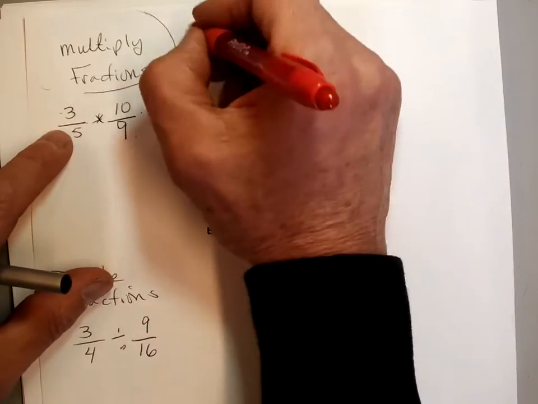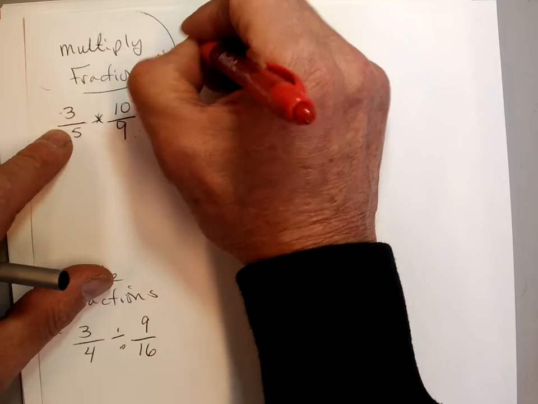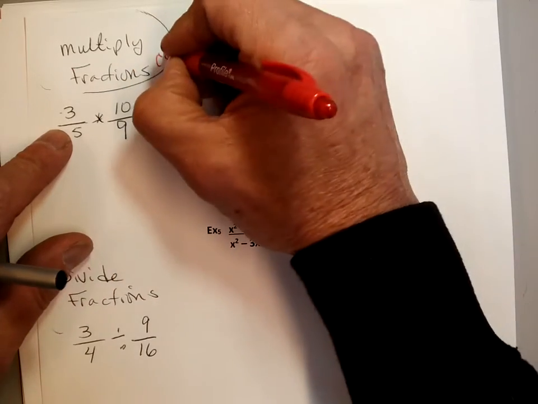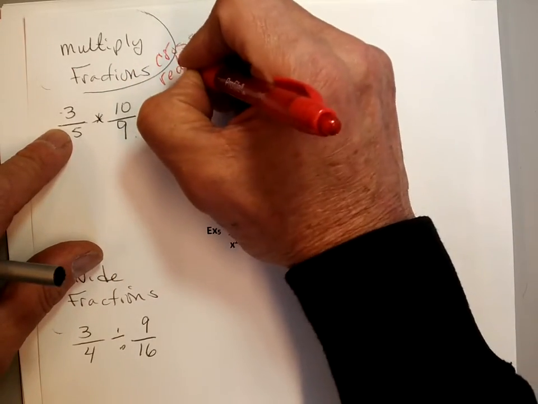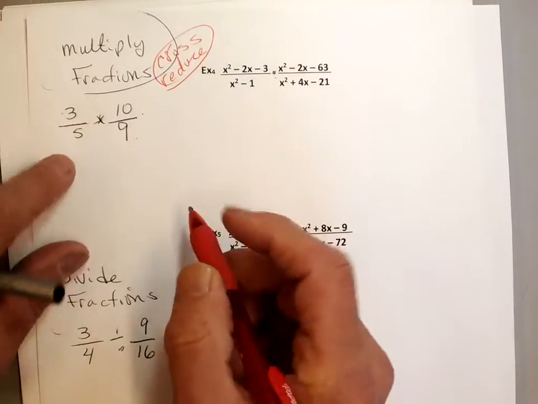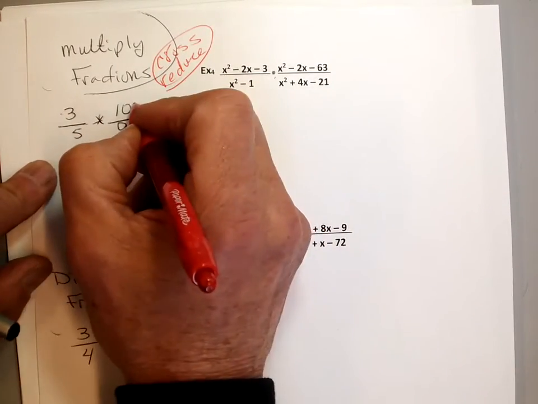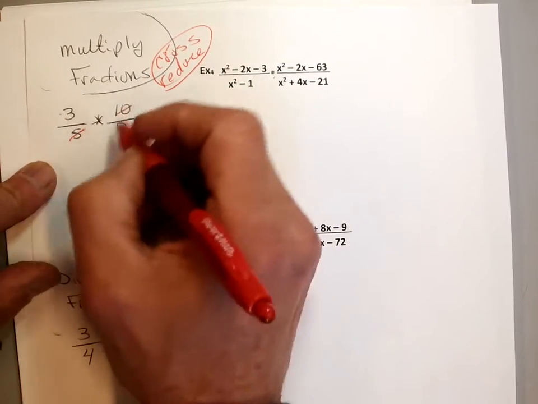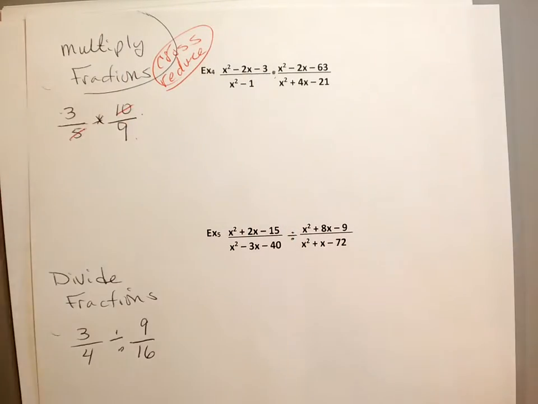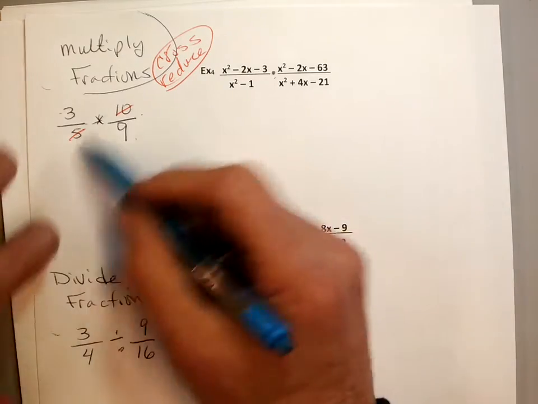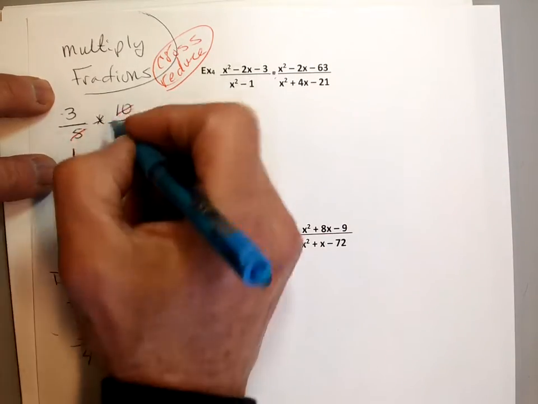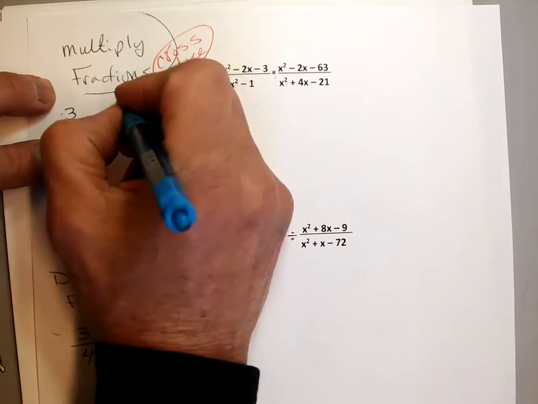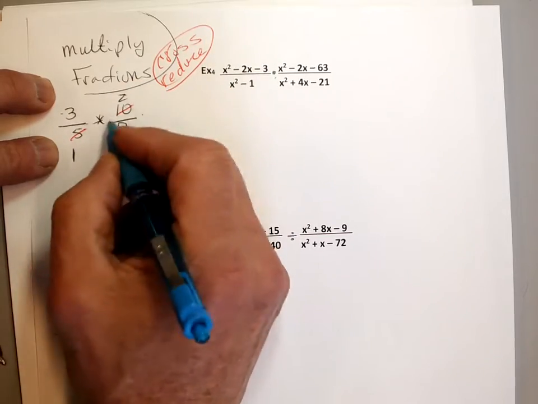Let me write this up here. Cross simplify, or cross reduce, even better. Let's cross reduce first. Well, 5 and 10. 5 goes into 10. They both divide by 5. I'm left with a 1. I'll grab a different color. Where's that blue? Here it is. Okay, 5 and 10. I'm left with a 1 and a 2, right? 10 over 5.